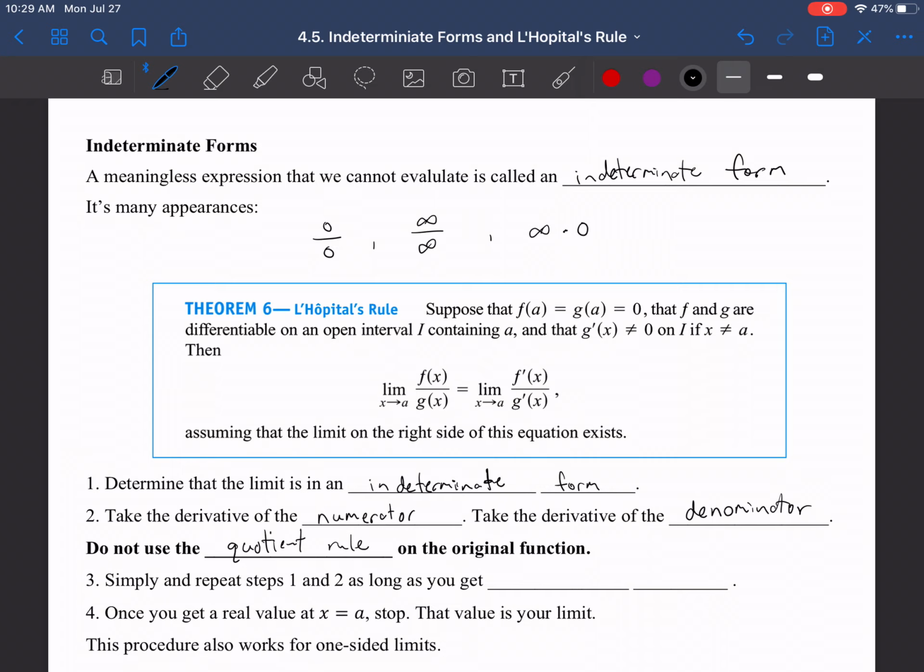Okay, we're just wanting to do the derivative of the numerator and the derivative of the denominator, and then see if you can take the limit of the derivative of the numerator divided by the derivative of the denominator, and then just keep repeating that step as long as you get indeterminate forms. As long as you keep getting an indeterminate form, keep going. Once you get a real value, stop. That value is your limit. Don't go any further. Also, this works for one-sided limits.